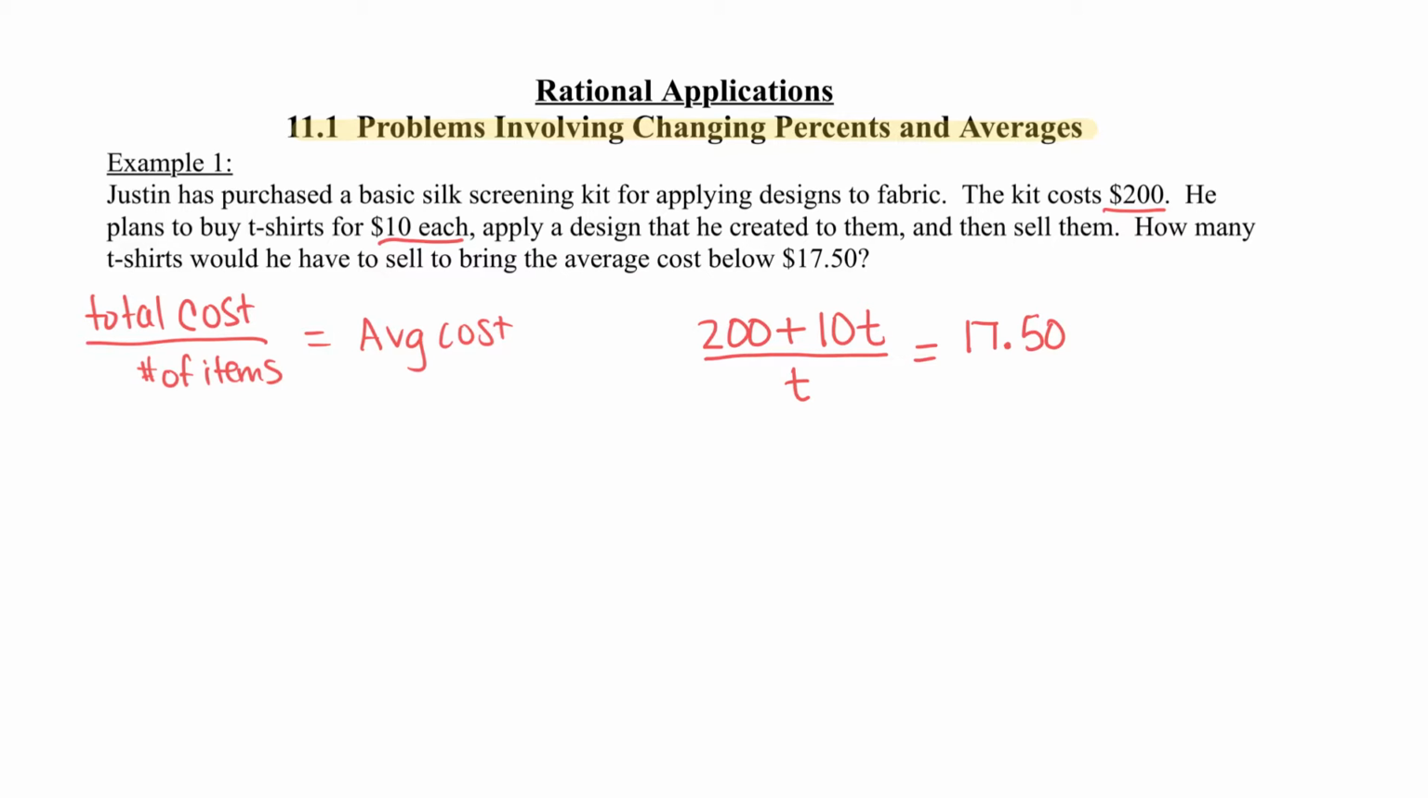Okay, so we're going to solve this. Now this is a fraction equal to a fraction. We can put this over 1, and then we can just cross multiply. First we multiply this way, and that gives you 200 plus 10t. Then we multiply this way, and that gives us 17.50t. So here's our equation, and now we just need to solve for t. Subtract 10t to the other side.